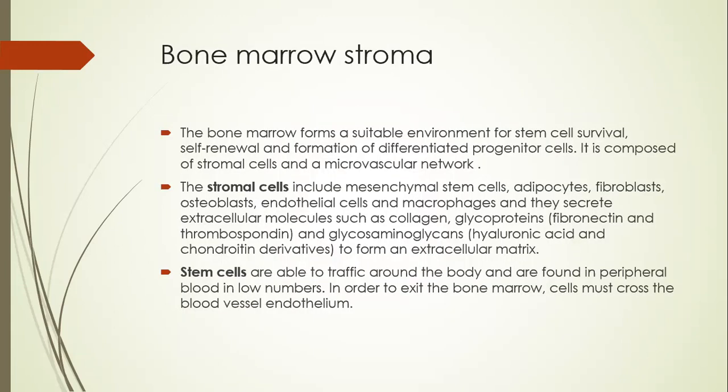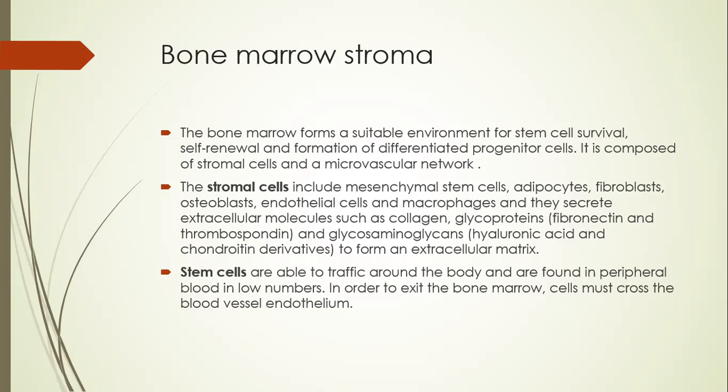So what is bone marrow stroma? The bone marrow forms a suitable environment for stem cell survival, self renewal, and formation of the differentiated progenitor cells, composed of the stromal cells and the microvascular network. As you know, every cell needs vasculation. Every cell needs blood. Every cell needs oxygen. Every cell needs nutrition. So it will be provided by the vascular network.